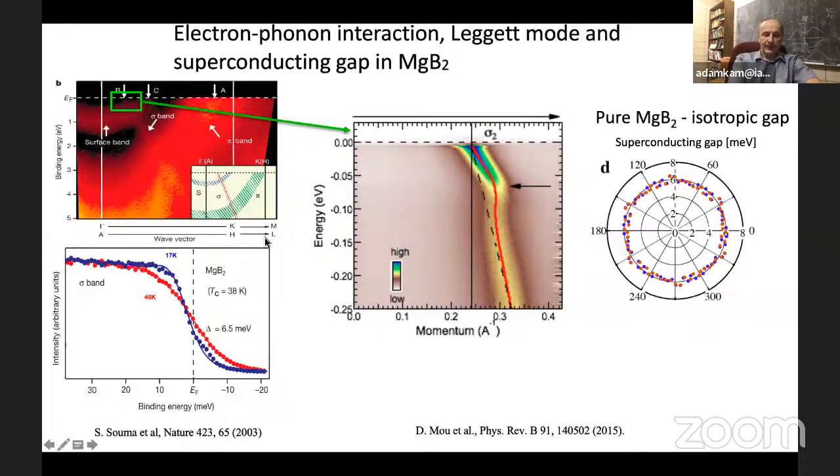With the laser system, the data shown in this center frame is actually data from this little green box here. You can see precisely the location of the band. You can see a characteristic kink, which is due to the electron-phonon interaction. And we can, with high precision, measure the superconducting gap in this material.